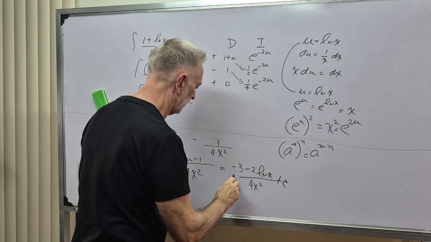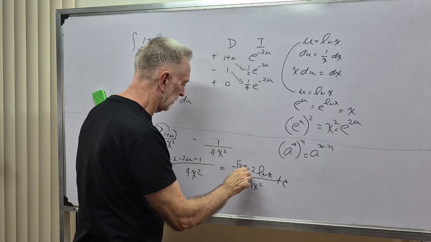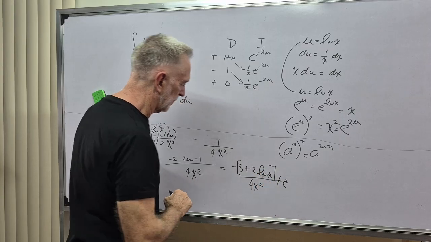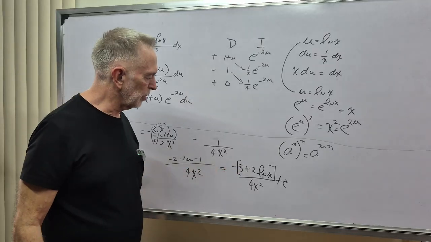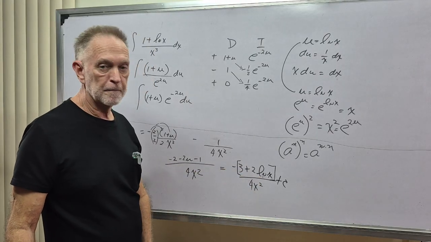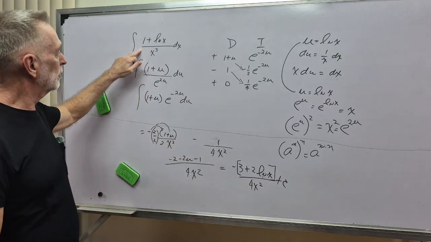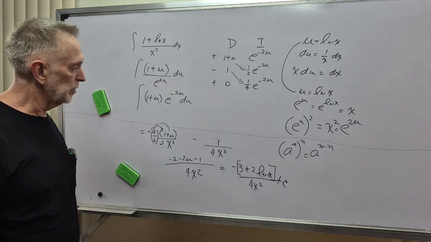plus c. Now I could factor out that negative and look at it like that. So negative, the parentheses of 3 plus 2 natural log x over 4x squared plus c. And that, my friend, is the integral of 1 plus natural log x over x cubed.